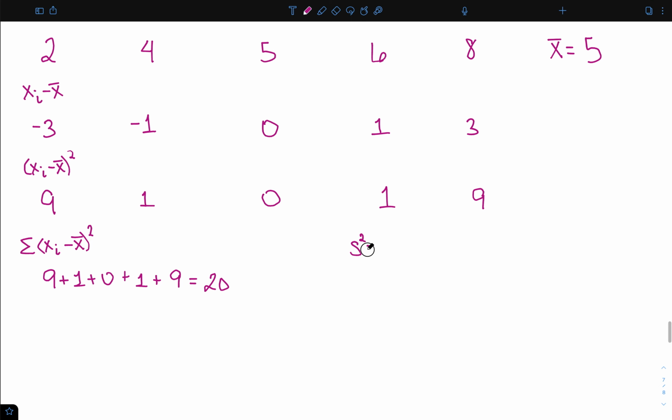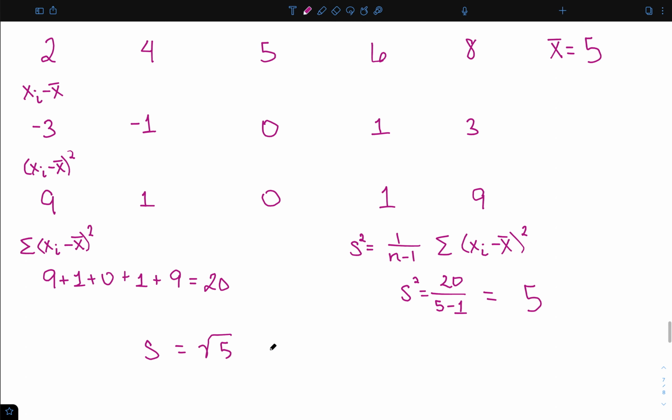We can then find variance by dividing by 1 less than the number of data values. We can see that there are 5 data values here. So our variance is going to be 20 divided by 5 minus 1, or 20 divided by 4, to get 5. Our standard deviation is then the square root of that number, which is approximately 2.236.